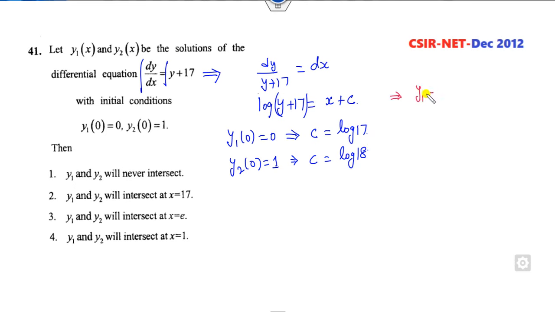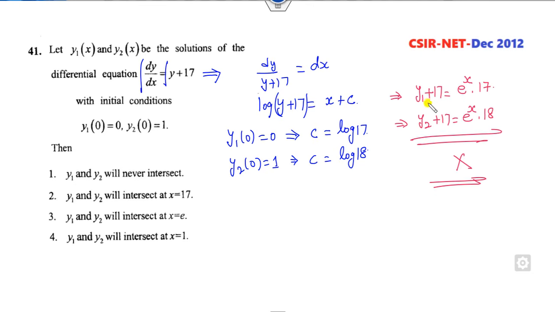So I can say y1 plus 17 is e raised to power x into e raised to power c, which is my 17. For the second case, y2 plus 17 is e raised to power x into 18, which is not possible. You can see the left hand sides are the same, so the right hand side is only possible when e raised to power x is 0, which is not possible. So it means they are not intersecting each other. So the right answer is my A.